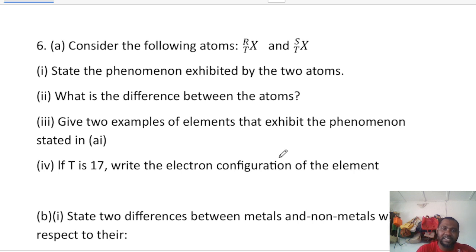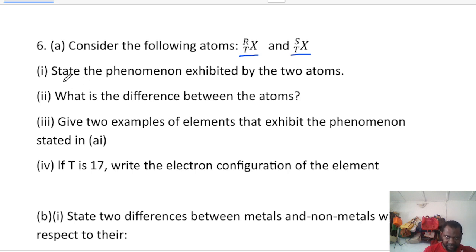This is part 5 of the series on solving WAEC questions on the periodic table. This one says consider the following atoms: XRT and XST. Whenever you see things like this, of course you know these are isotopes, right? The atomic number is always the same, which is T, and the mass number is different.